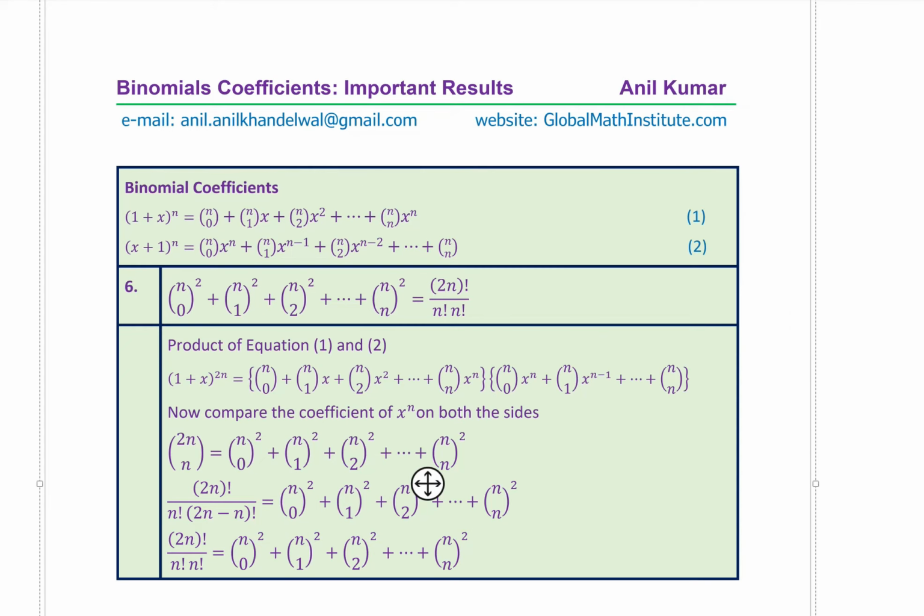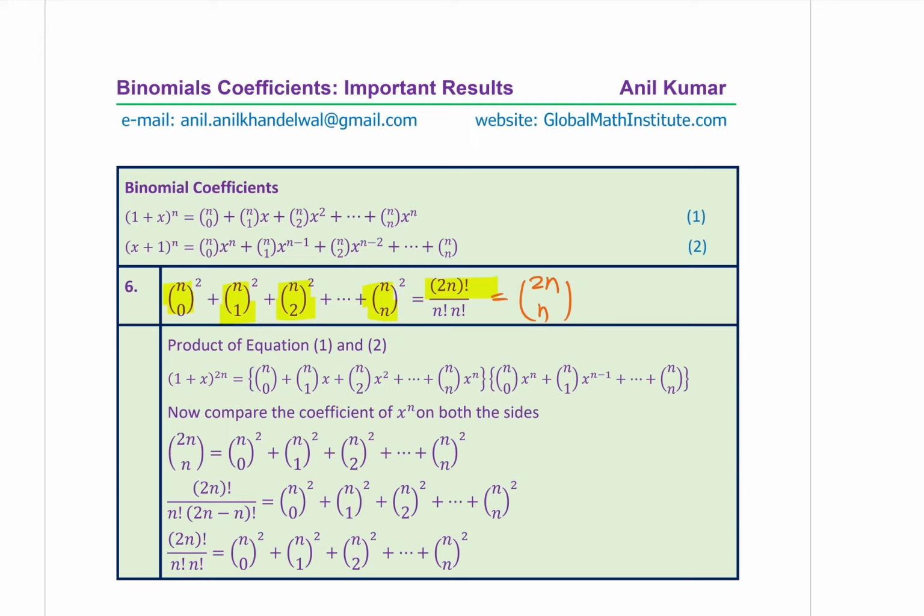Now, here is question number 6, and this is a very important result which you should remember. So we will now prove that the sum of the squares of these coefficients is 2n factorial over n factorial times n factorial, right? So basically, this could be written as 2n Cn. That is what you get as your result. That is very, very important. So the sum of the squares of the coefficients is the value of the term 2n Cn. Let's see how to prove it.